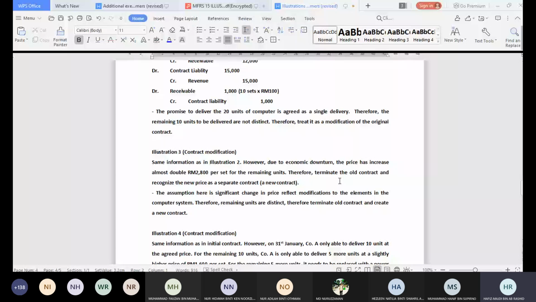You can combine it to the original contract, but of course there are two treatments. Either terminate the contract at that point of contract modification and write a new one replacing the old contract, or if they are not distinct, just continue with the original contract with the modification. So that is how you treat it. Is that okay?